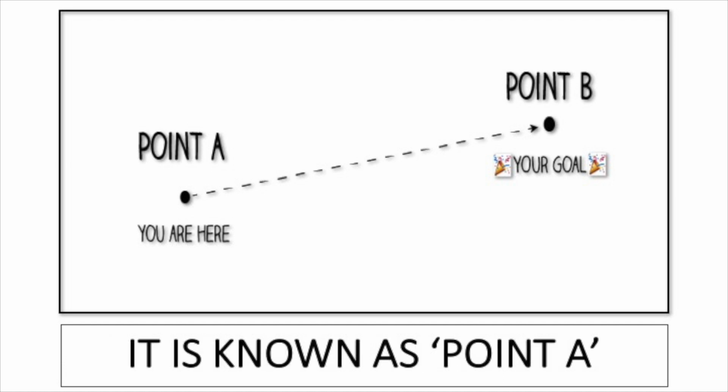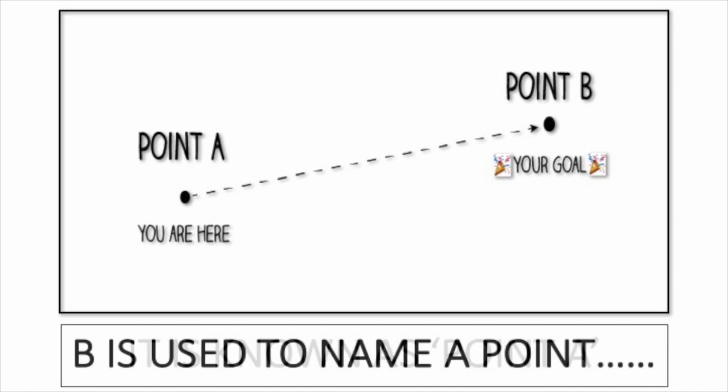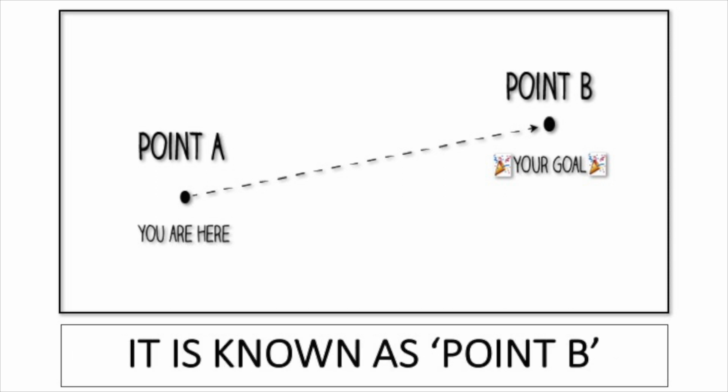It is known as point A. And the second one that we want to get to, B, is used to name a point. It is known as point B.